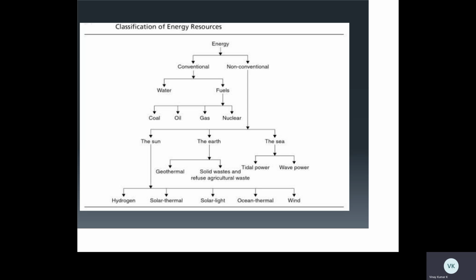From the sun we can generate electricity by hydrogen, solar thermal, solar light, ocean thermal, and wind. These wind, ocean thermal, solar light, solar thermal, and hydrogen are getting the energy directly from the sun, so these are classified under the sun. The next thing is earth. From the earth, that is geothermal and solid waste. And from the sea, we know that tidal power and wave power.